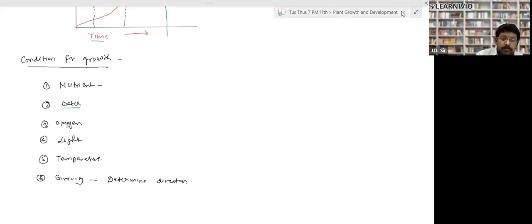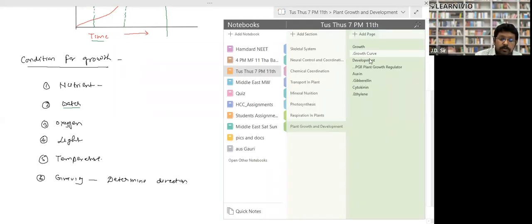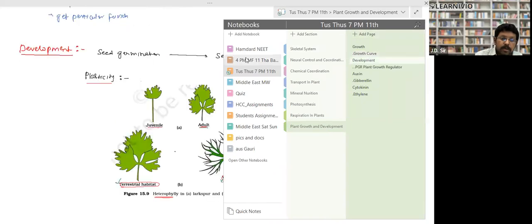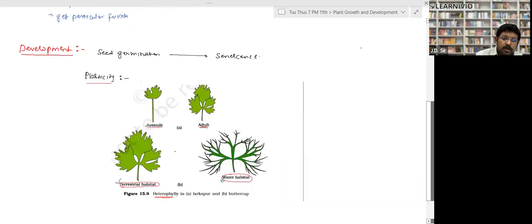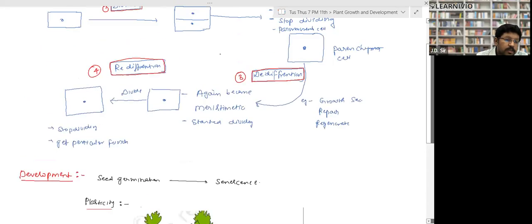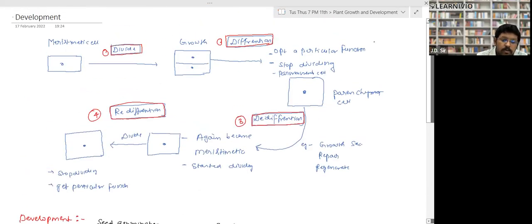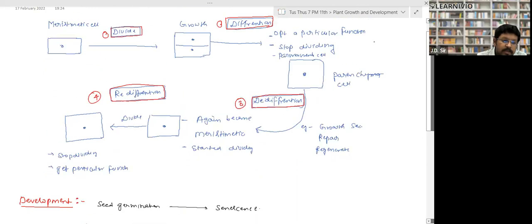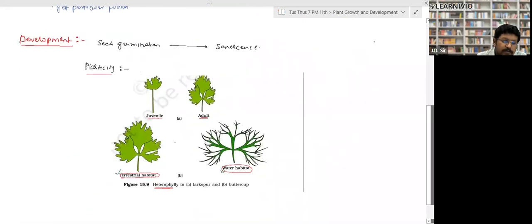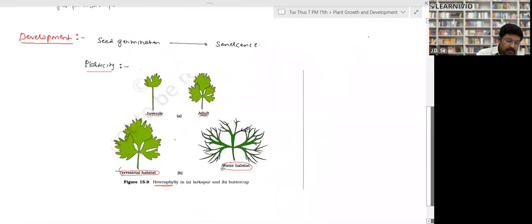Next one. What is development? Look, there are certain phases of development. What happens in development? We'll study differentiation, de-differentiation, and re-differentiation. So first, let's talk about development.